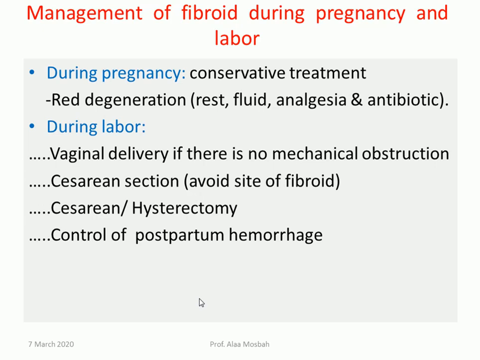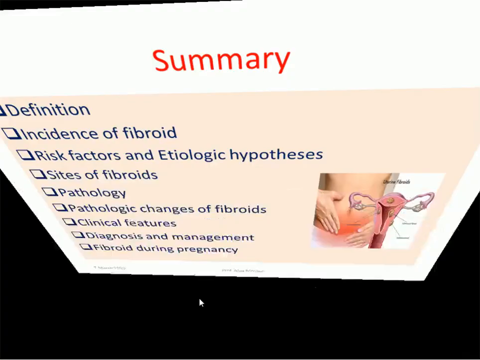Lastly, after delivery, be sure that the uterus is completely, strongly contracted, and the amount of blood loss is within the average level. And if there is atony, you should give uterotonics like oxytocin infusion and prostaglandin F2 alpha to control postpartum hemorrhage, and follow the lines of treatment for postpartum hemorrhage.